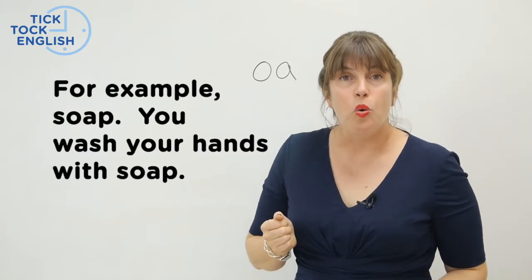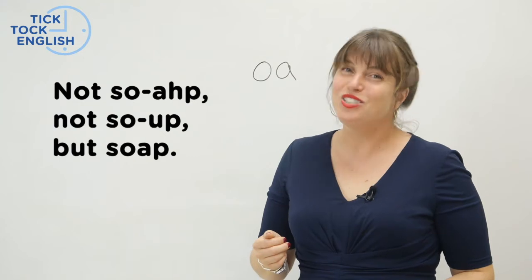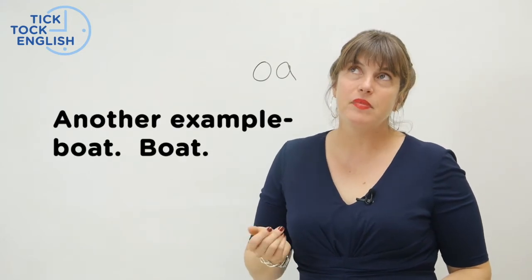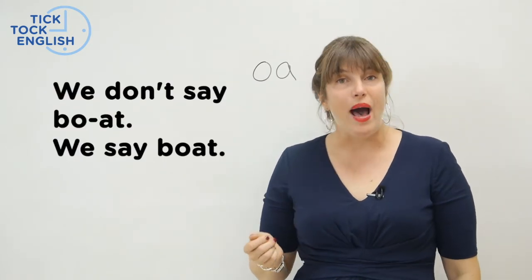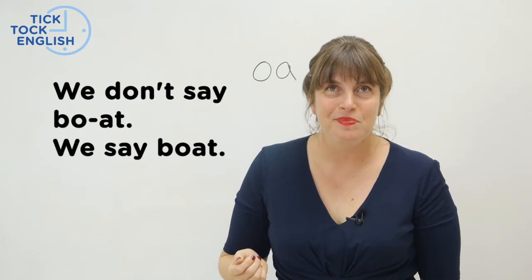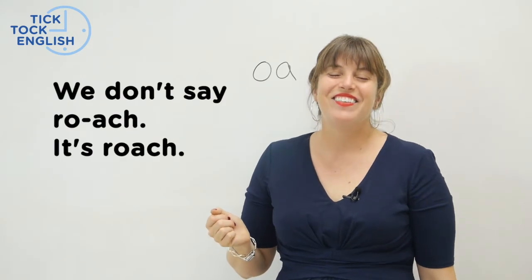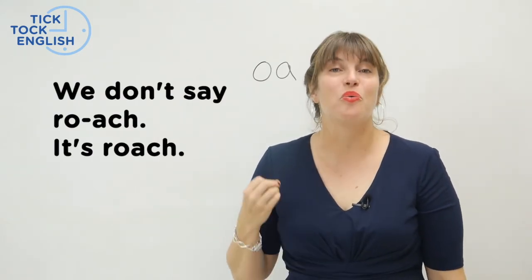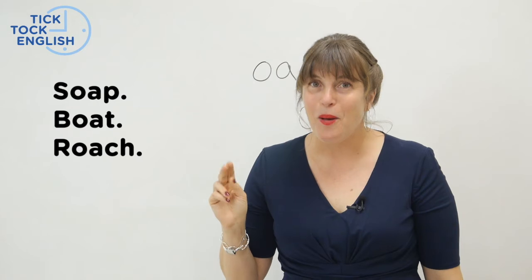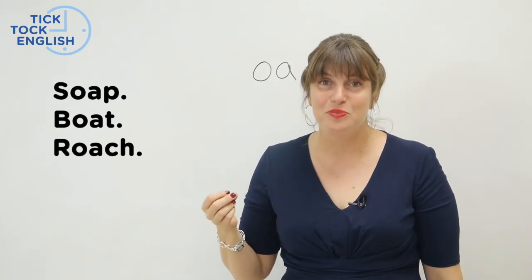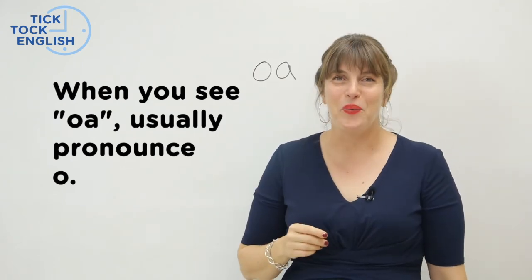For example, soap. You wash your hands with soap. Not "sahp", but soap. Another example, boat. We don't say "bahт", we say boat. And roach, like a cockroach. We don't say "rahch", it's roach. So practice with me one more time. Soap, boat, roach. When you see OA, usually pronounce O.